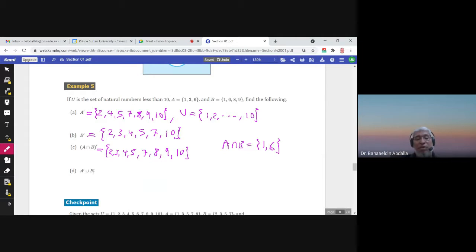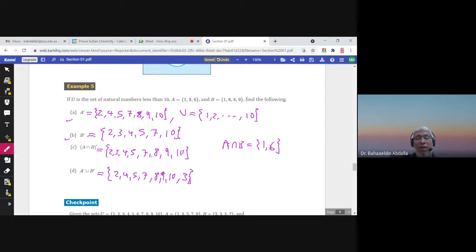A complement union B complement. Well, this is A complement, okay, and this is B complement. Let us find their union. So I will write A complement as it is: 2, 4, 5, 7, 8, 9, and 10. And let me search now in B complement. Is there a number which is not here? 3. Okay, so I add 3. 4, 5, 7 are here. 10 is here. So only I add 3.